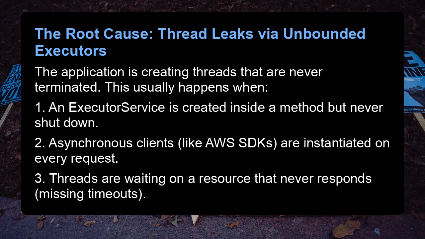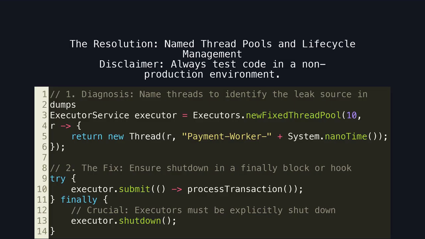This usually happens when 1. An executor service is created inside a method but never shut down. 2. Asynchronous clients like the AWS SDK are instantiated on every request. 3. Threads are waiting on a resource that never responds, missing timeouts. The resolution, named thread pools and lifecycle management.